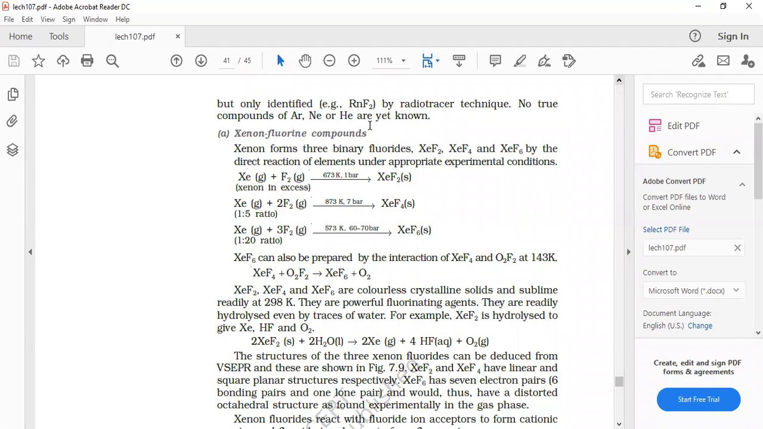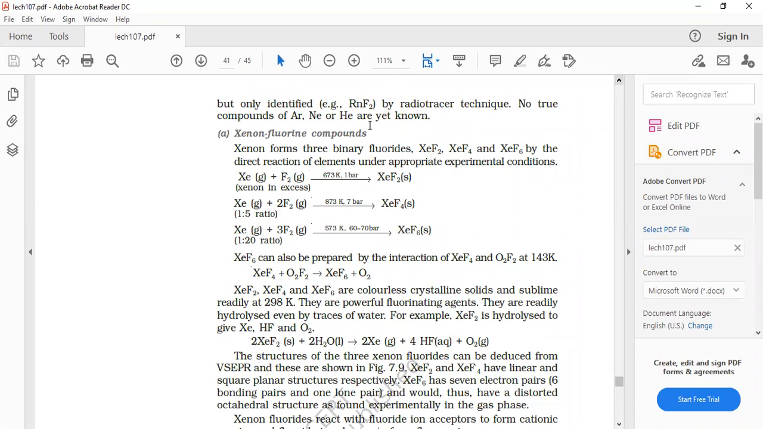When the amount of fluorine is 5 times more compared to xenon, and it reacts at 873 Kelvin temperature and 7 bar pressure, it forms xenon tetrafluoride, XeF4. And when fluorine is in excess, about 20 times more compared to xenon, at 573 Kelvin temperature and 60 to 70 bar high pressure, at that time they form xenon hexafluoride, XeF6.